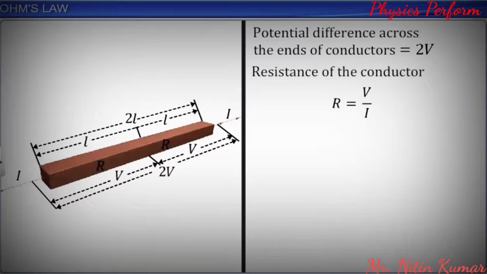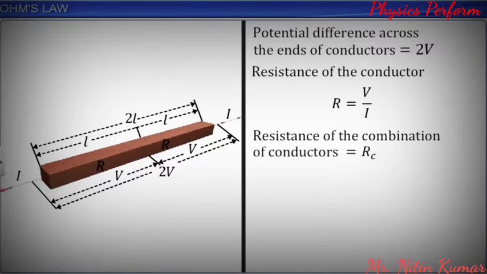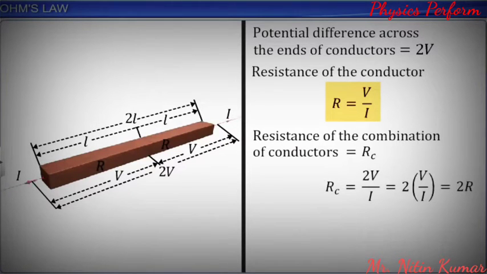The resistance of each conductor is expressed as R is equal to V by I. The resistance of the combination of conductors is represented by RC. RC can be calculated by applying the above formula for the combination. Substituting V by I is equal to R in the above equation, we get RC is equal to 2R. From this activity, we can conclude that resistance R is directly proportional to the length L of the conductor.